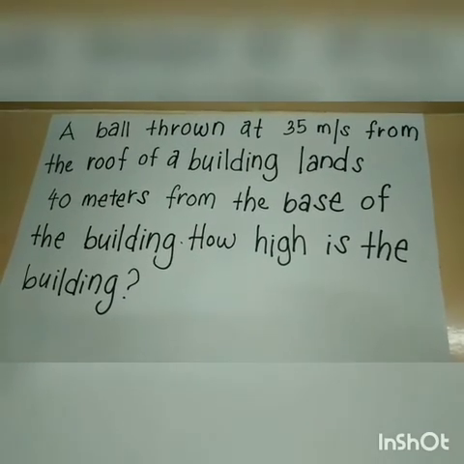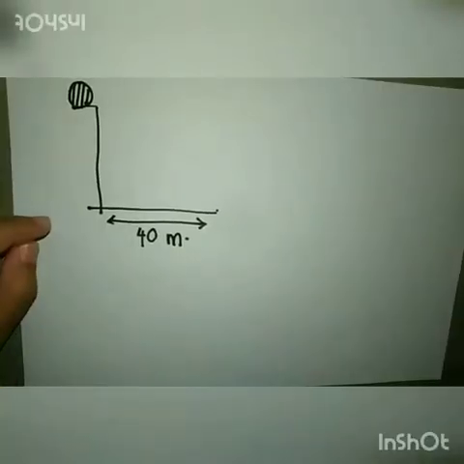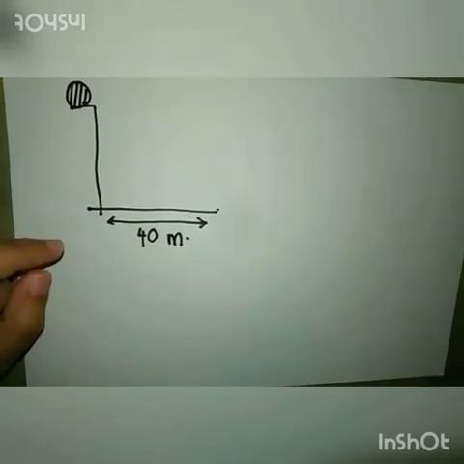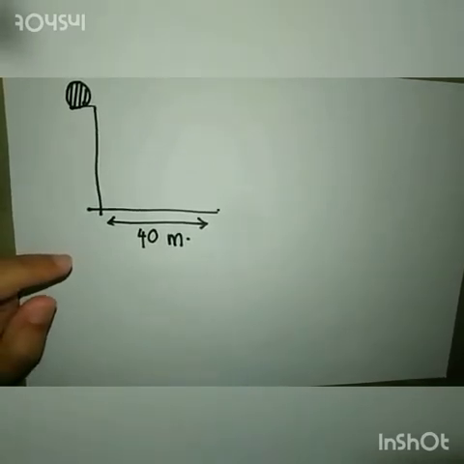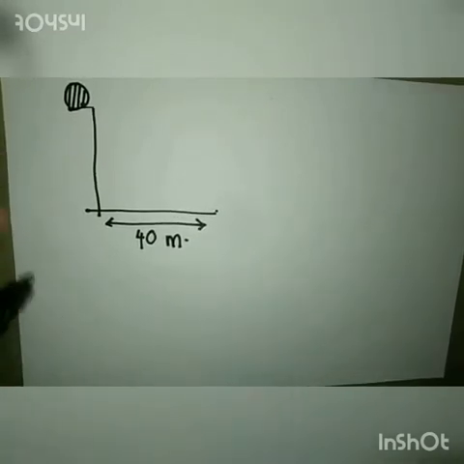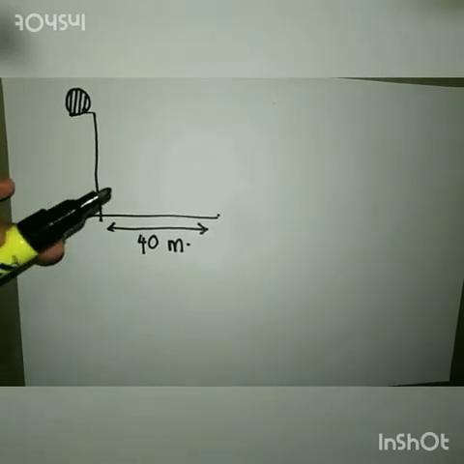How high is the building? The third question is: a ball thrown at 35 meters per second from the roof of a building lands 40 meters from the base of the building. How high is the building? So we have sketched the situation of the question.